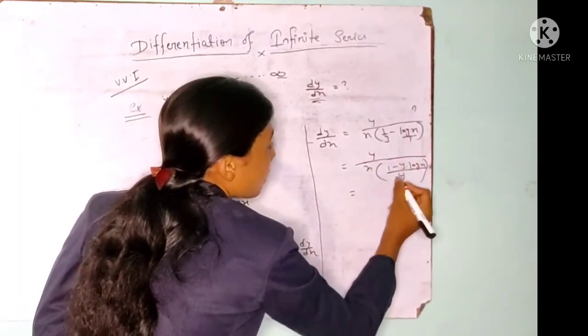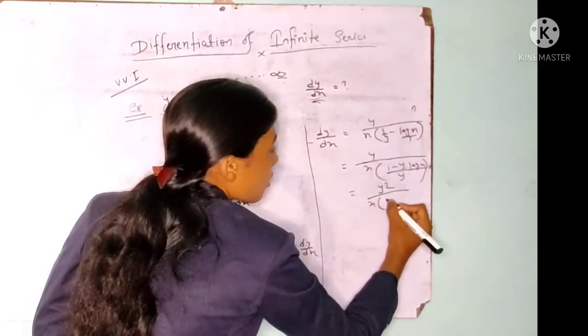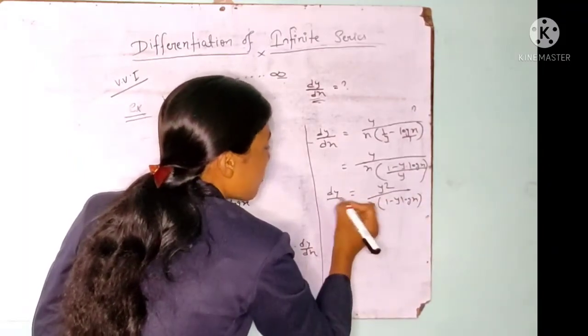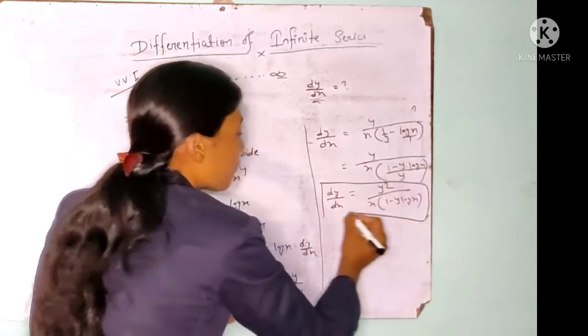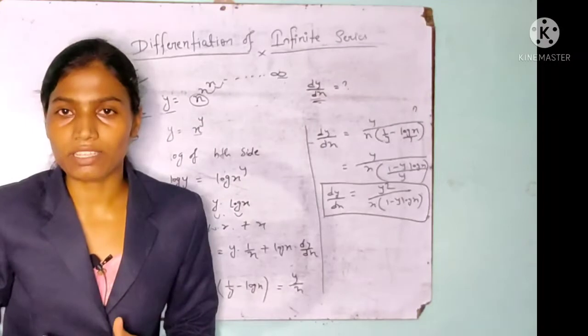Now this y should go to the upper side. What happened? y square divided by x (1 minus y log of x). So this is dy by dx of this function. So this is the correct way to find differentiation of infinite series. So I hope you can understand.